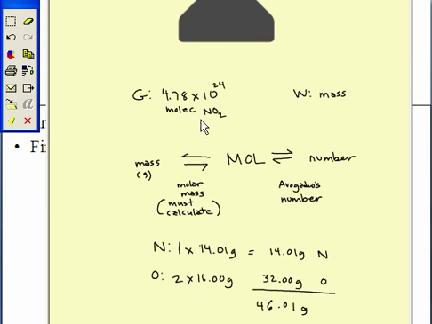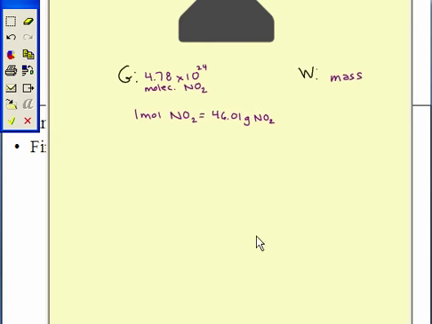So in a mole of nitrogen dioxide, there is 1 mole of nitrogen, and 1 mole of nitrogen has a mass of 14.01 grams. There are also 2 moles of oxygen, and each oxygen mole has a mass of 16 grams. So 2 times 16 grams is 32 grams. Here is our molar mass. Now we have the information we need to do our calculation.